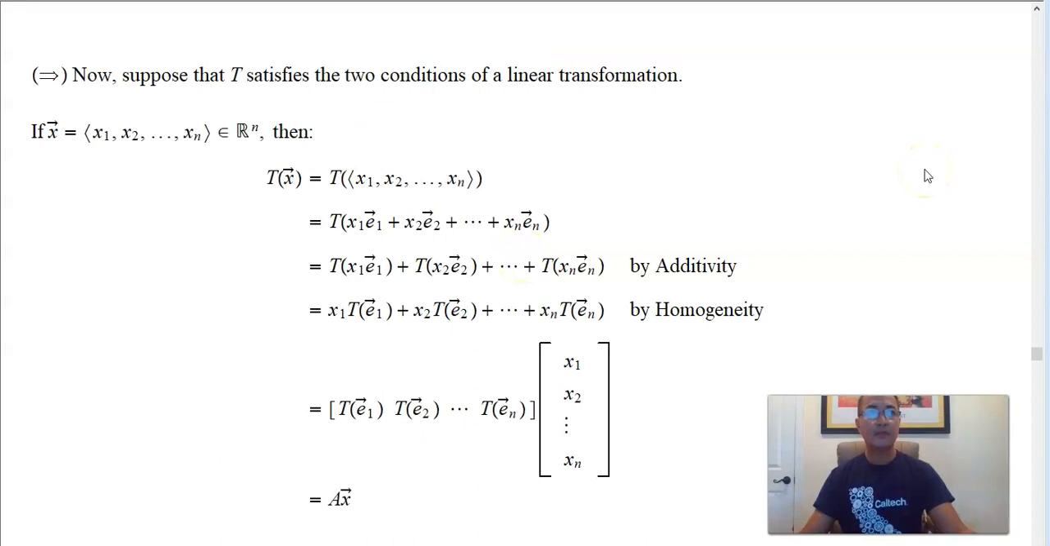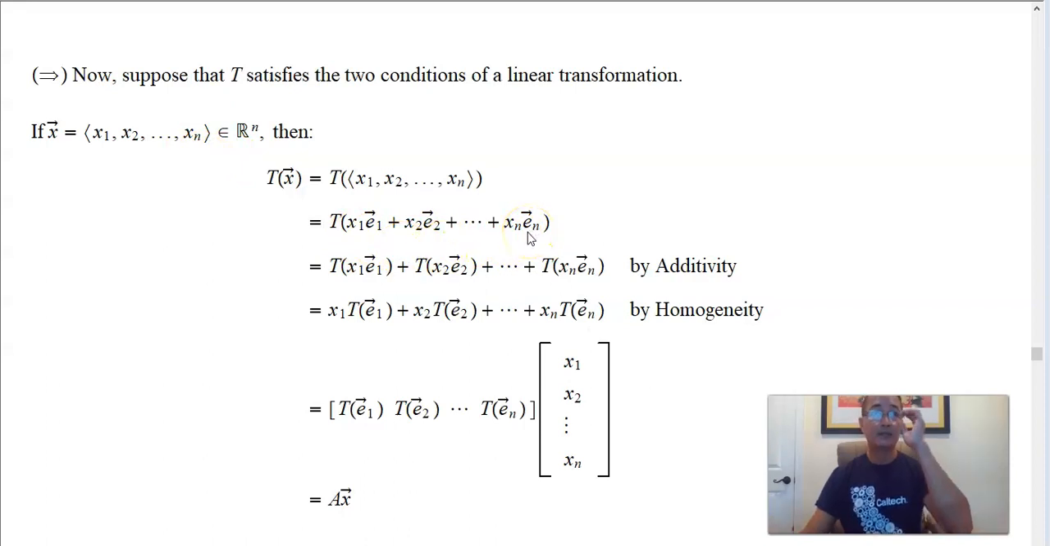Now, the forwards direction is a little bit tricky, but it goes all the way back to section 1.1. If you have a vector from Rn, x1 to xn, we can write it as a linear combination of the standard basis vectors.